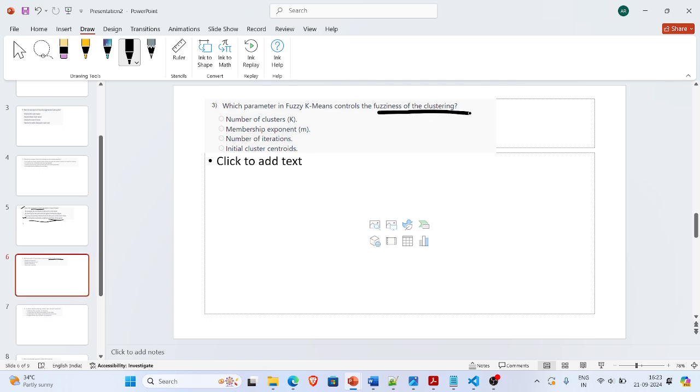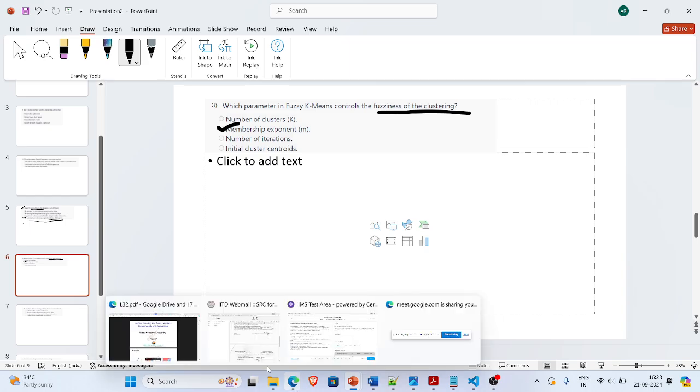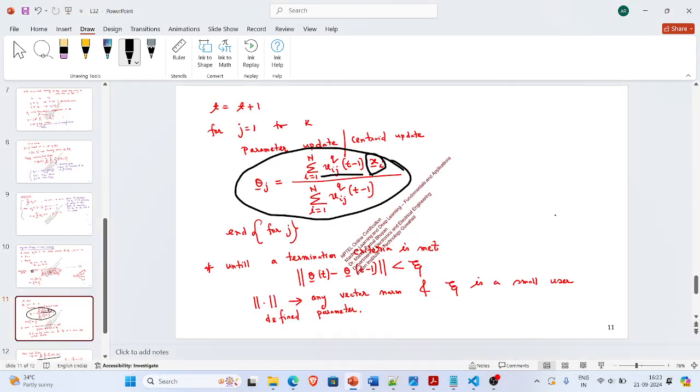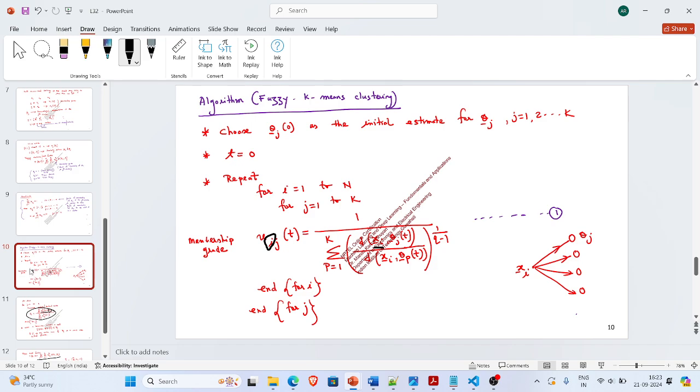Okay, so it is equal to this exponent. The exponent of the membership, the membership grade. The exponent, as you can see, this is the q. So this q is actually deciding the fuzziness.